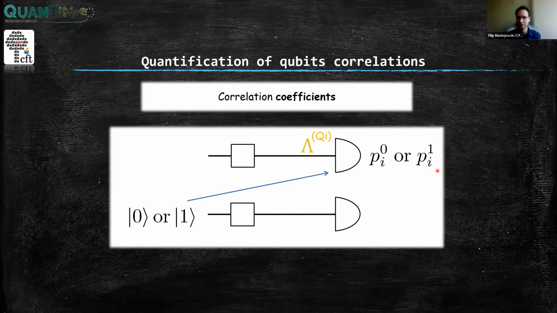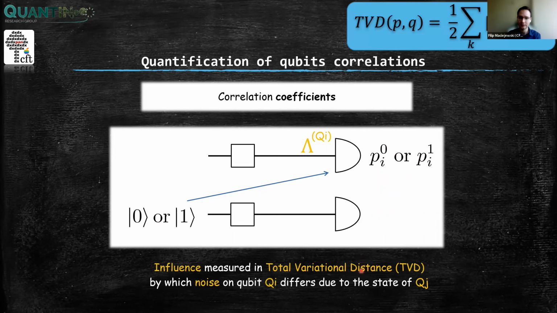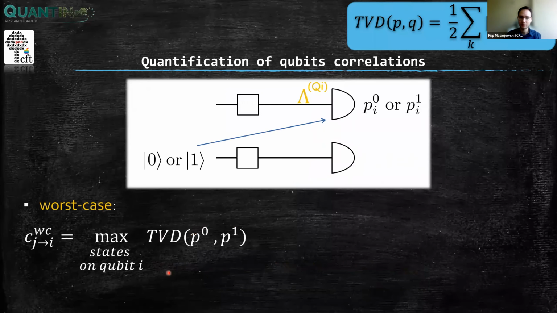So now one thing you can do is to use the difference between those two noise models as a measure of correlations. A commonly used distance in statistics is the total variation distance. And here we also use it to quantify how much the noise on qubit I differs due to the state of qubit J. Specifically, we define a worst-case measure of correlations, that is, a maximal difference between those noisy probability distributions, depending on the input state on that qubit.